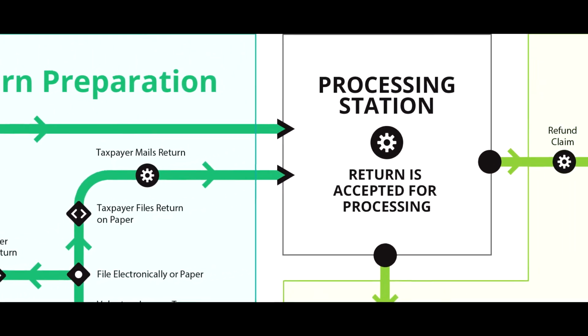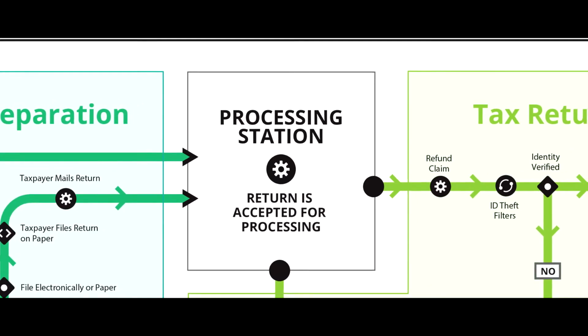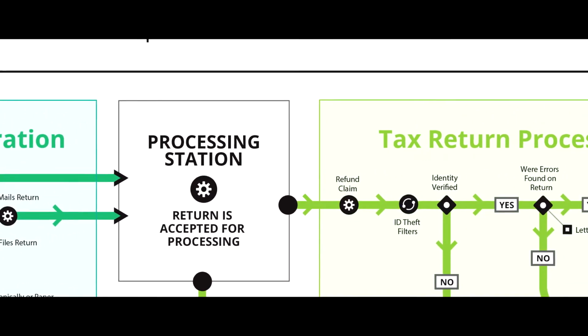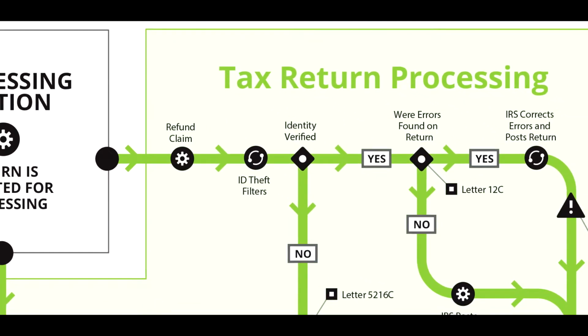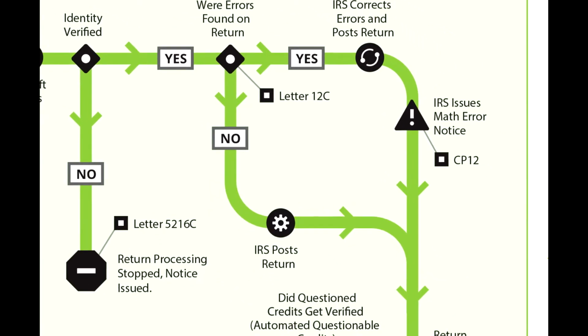The IRS receives the electronically filed tax return at the processing station, and the return is accepted for processing. A refund is claimed, identity is verified. Unfortunately, there were errors found on this tax return. The IRS corrects errors and posts the return.